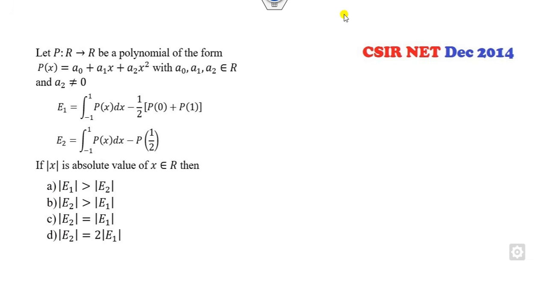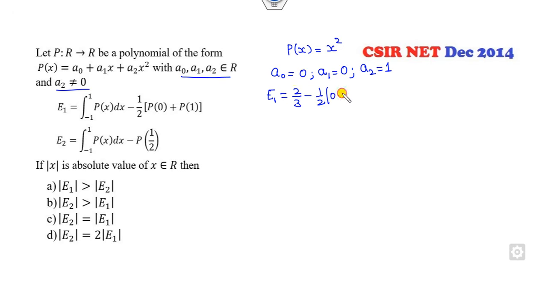Look at this another one. Again it is similar to this. The a_i can be any real numbers. So I can choose a0 as 0, a1 as 0, a2 as non-zero. So a2 will be 1. So what is my P(x)? It is simply x square. So can you find the value of E1? What is that? It's 2 over 3 minus half of 0 plus 1. So it is 2 over 3 minus half. It is 1 over 6.